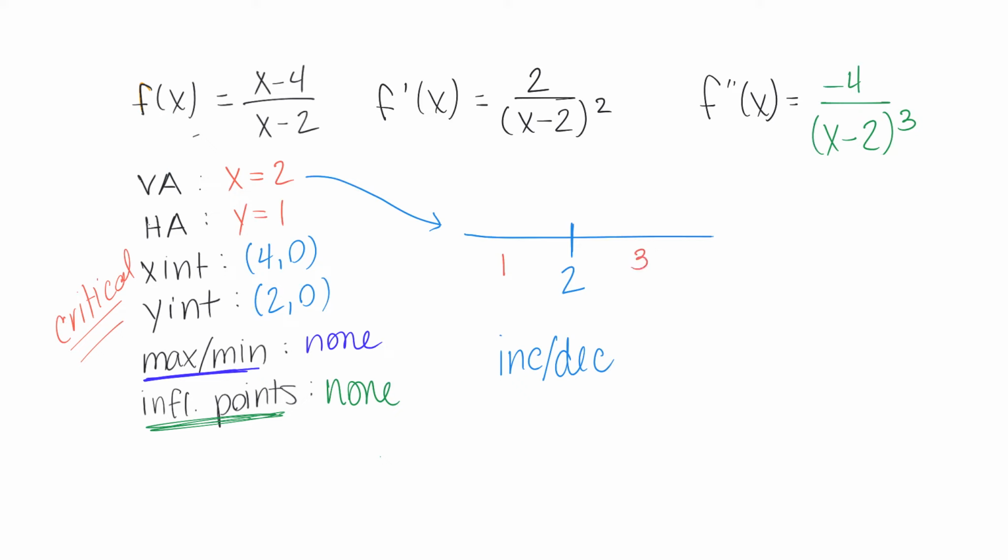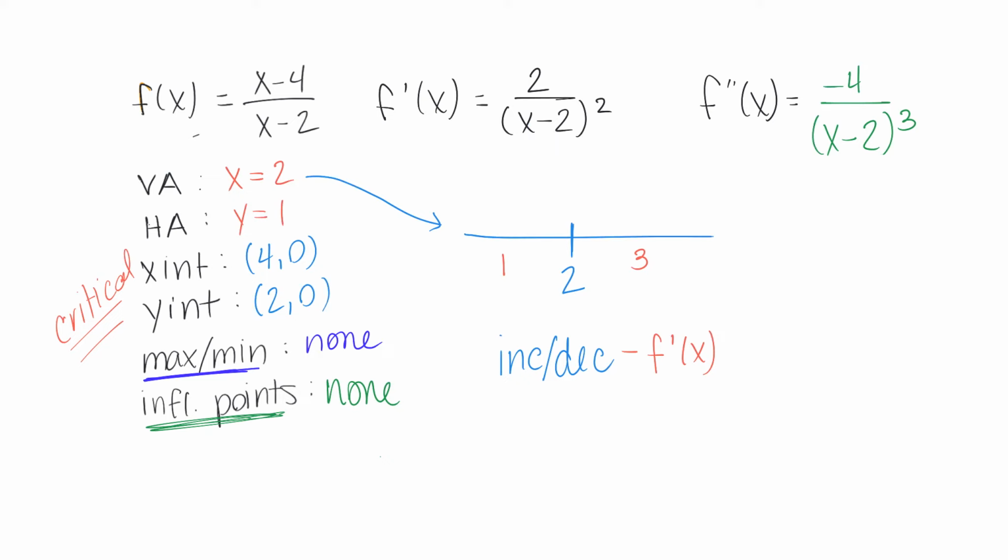And what derivative tells us about increasing and decreasing? Our first derivative. So we're going to use our first derivative to tell us about that. So I'm going to plug this 1 into my first derivative. So I'm going to have 1 minus 2 is negative 1, squared is 1.